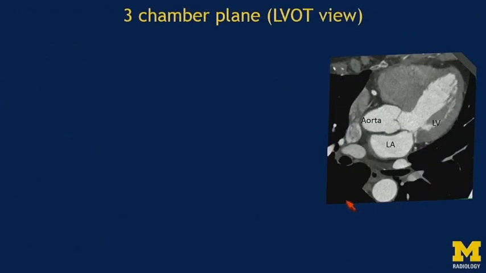One of the other planes that I did not talk about earlier is a three-chamber plane, also known as the LVOT view. It's in fact not only an LVOT view, but both an inflow and outflow view of the left ventricle. So here is the left ventricle. You can nicely see its inflow, the mitral valve, and the outflow into the aorta. So how do we set up a plane like this?